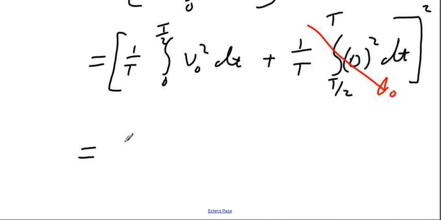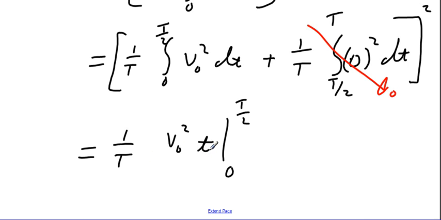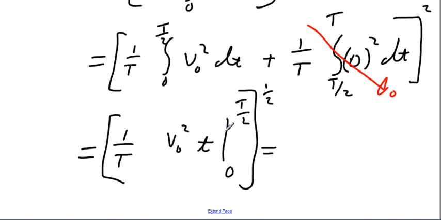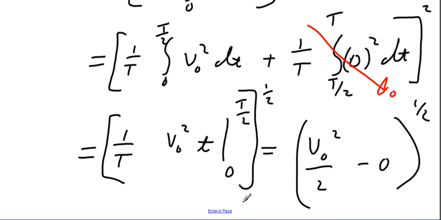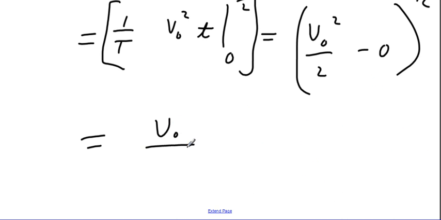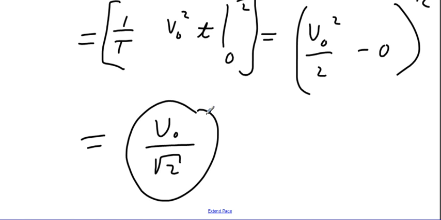And on the other side, we have 1 over T, and we've got V naught squared t, evaluated at 0 and T over 2. When I put in a 0, everything is 0. And we forgot to do the 1/2 thing, power to the 1/2. Okay, when I put in the T over 2, I get V naught squared over 2 minus 0 raised to the 1/2 power. And I get V naught divided by the square root of 2 again, twice in a row. So voltage RMS, whether it's a square wave or whether it's a sinusoidal wave, is going to be V naught divided by the square root of 2.